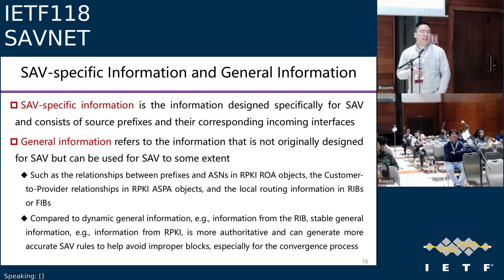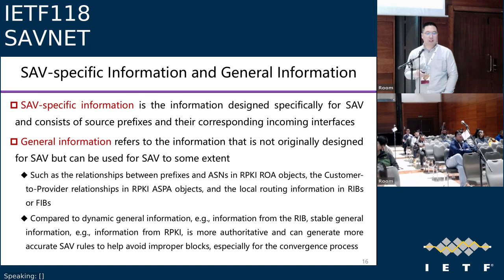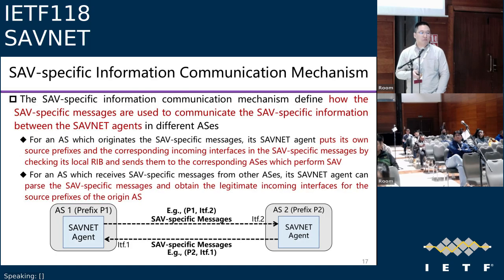Compared to the dynamic general information, such as the information from the RIB, the stable general information, such as information from RPKI ROA and the ASPA objects, is more authoritative and can generate more accurate SAV rules to help avoid improper block. Especially for the convergence process.